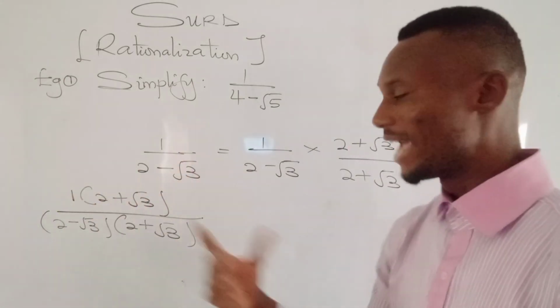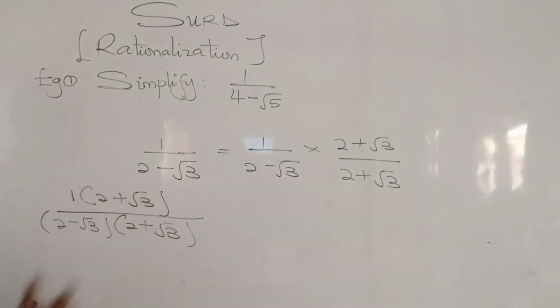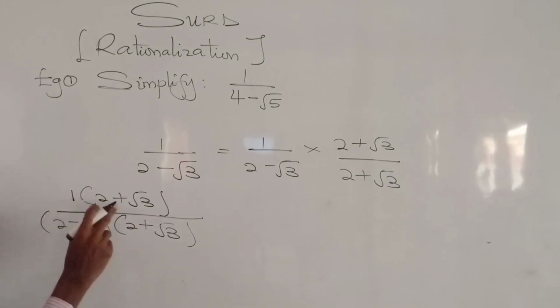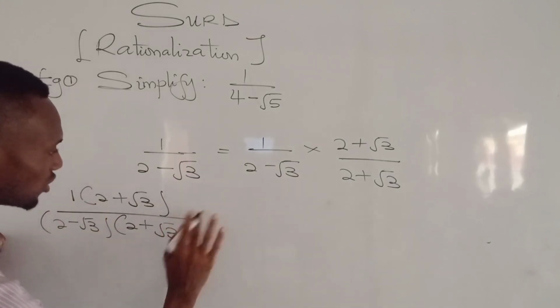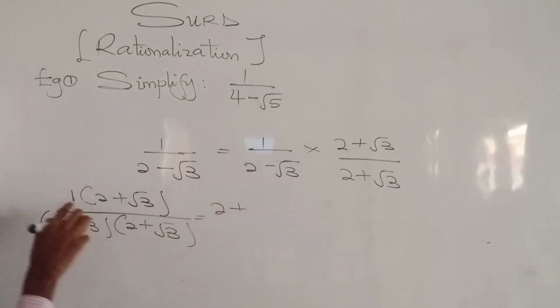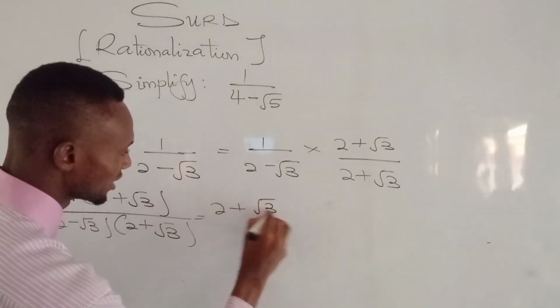So let's go ahead and simplify further. This one will open its bracket. 1 times 2 gives 2. Let me continue from this side. 1 times 2 gives 2 plus 1 times positive root 3 gives positive root 3, all over.